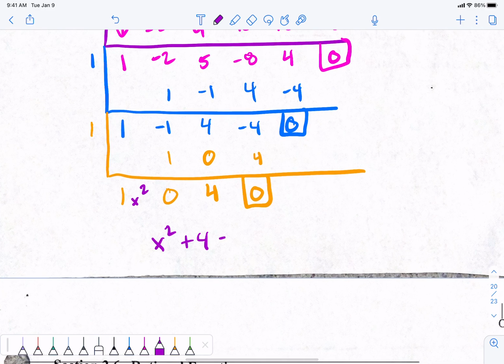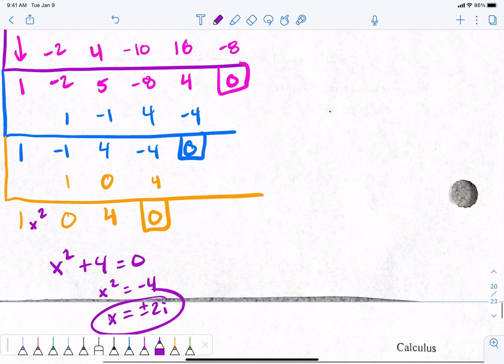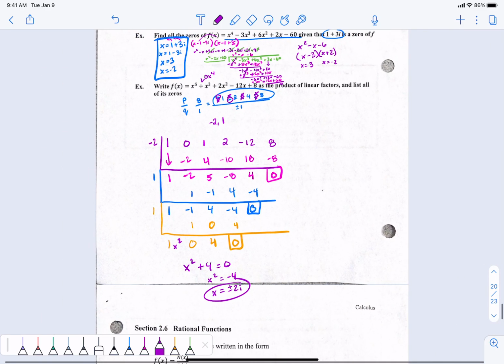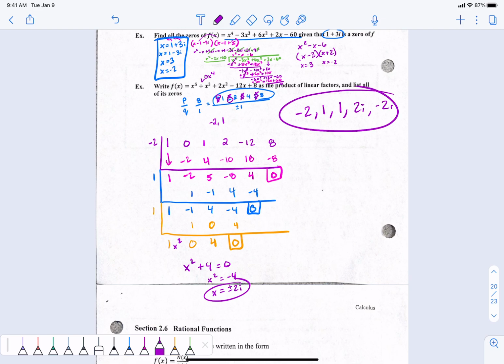So then if I set that equal to 0, what are the zeros? x squared equals negative 4, so x equals plus or minus 2i, right? Those are my zeros, okay? So let's list them out. We have negative 2, 1, 1, 2i, and negative 2i. Those are my 5 guys there.